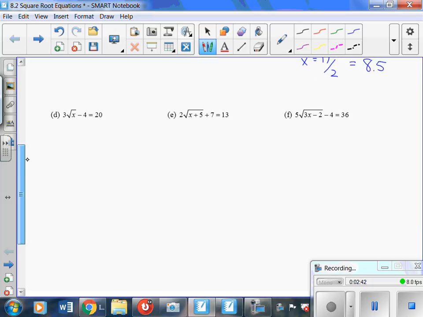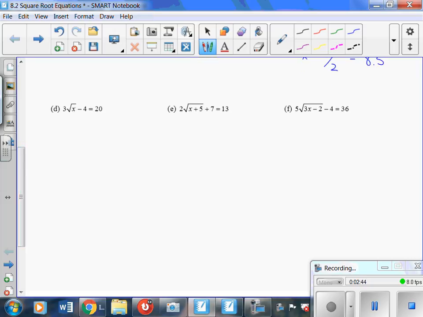Okay, so in letters D through F, you can see how the radical is not isolated. So we have to use opposite operations to make sure we get that radical isolated. So some people back in the old algebra days used to like to put the lines in here. All right, so the first thing you're going to do is you're going to add and subtract just like before.